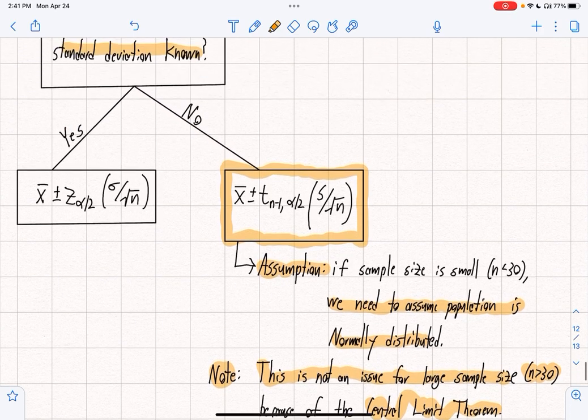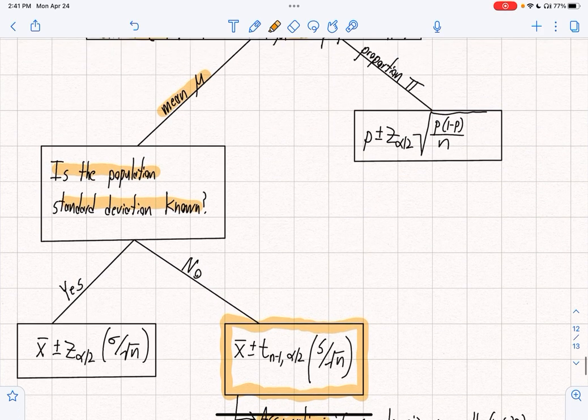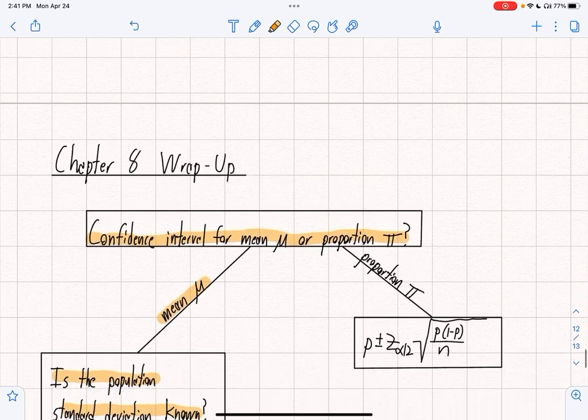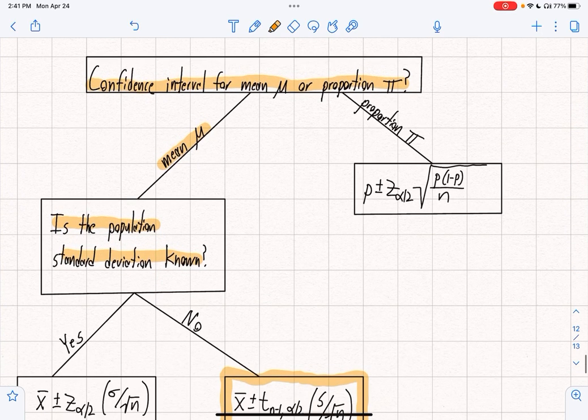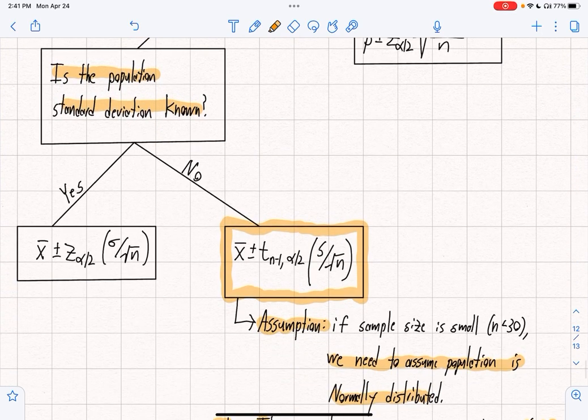So anyway, hopefully this flow chart helps. This is essentially everything we did in Chapter 8. And next video, we will be starting Chapter 9.